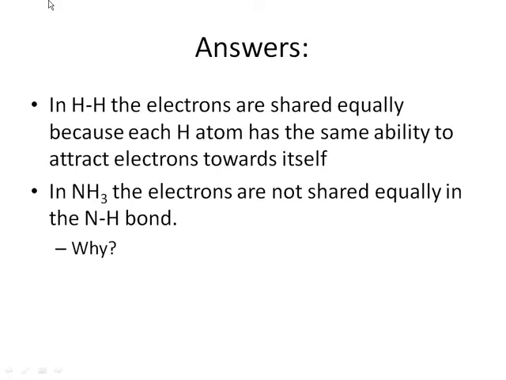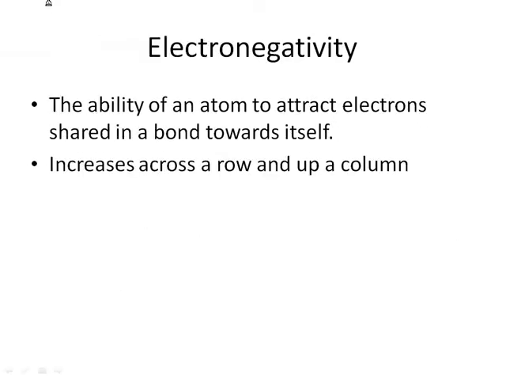And this just looks at what we just talked about and why. So, broader definition of why this happens is called electronegativity. And that is basically the ability of an atom to attract shared electrons in a bond towards itself. And there's trends in electronegativity. Turns out that if you look at a particular row on the periodic table, the electronegativity increases from left to right across a row. And it also increases as you go up a column.